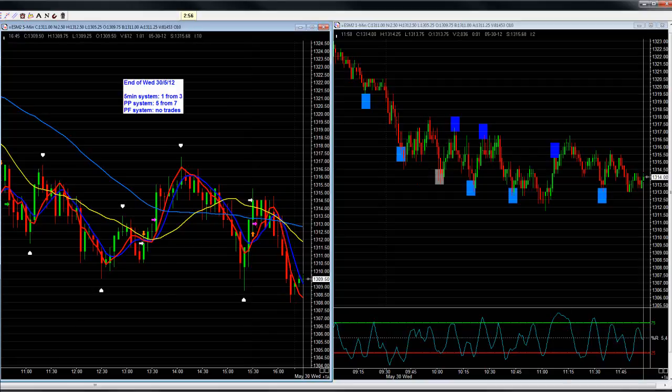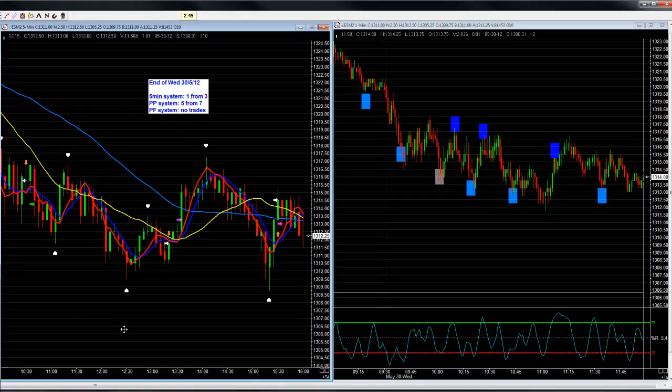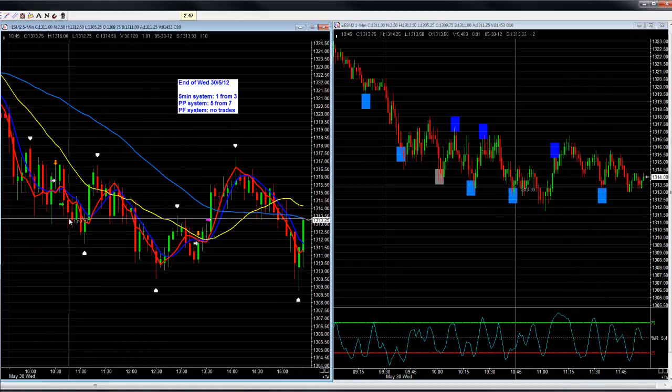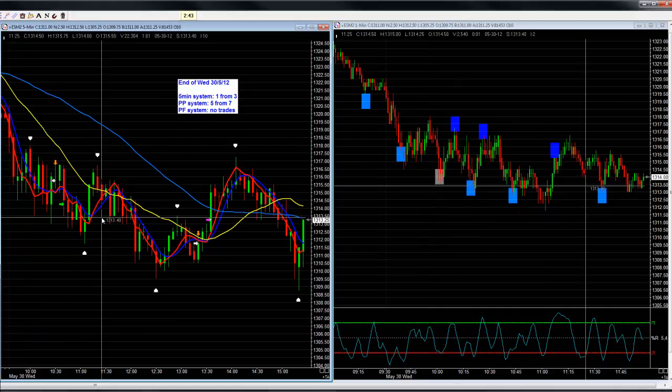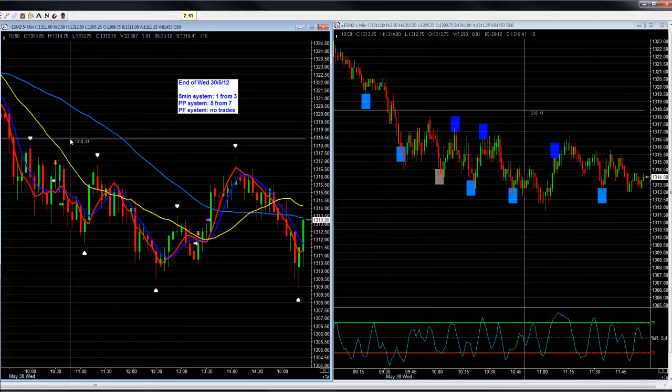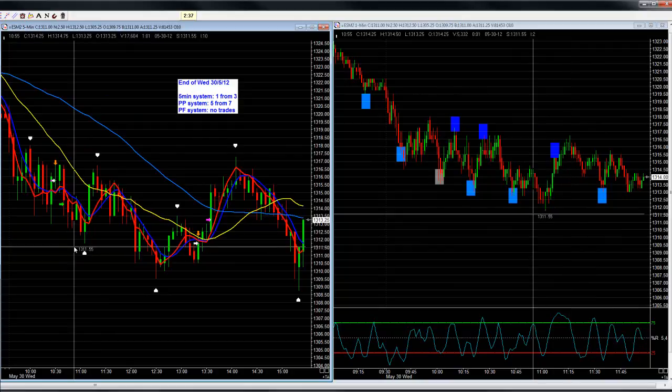So that's the power fade. Sorry, the 5-minute setups. As for the power fade setups, what I wanted to take you through each day, and you can see these white markers. Now the power fade setups is based on, rather than a continuation trend like the 5-minute system, basically the market breaking areas or starting a new trend.